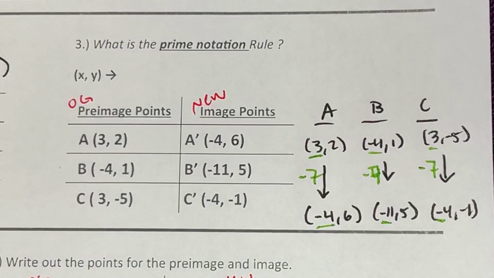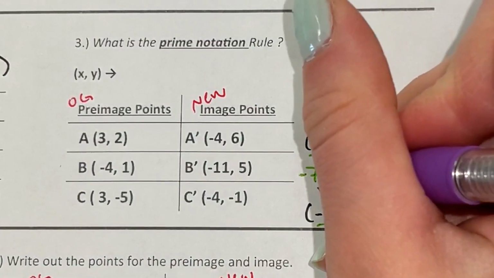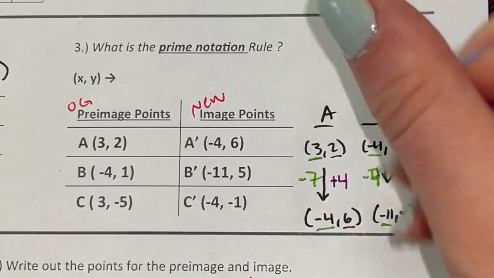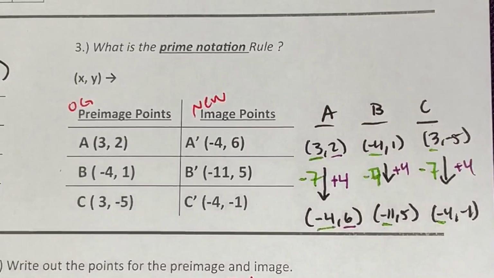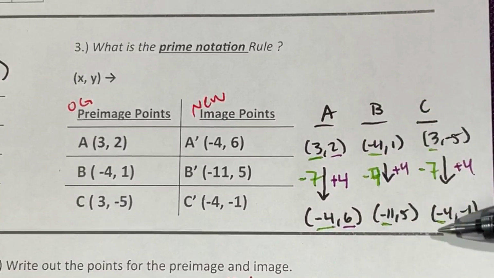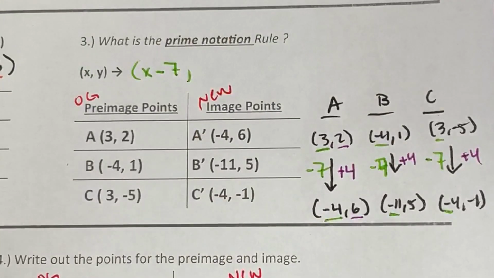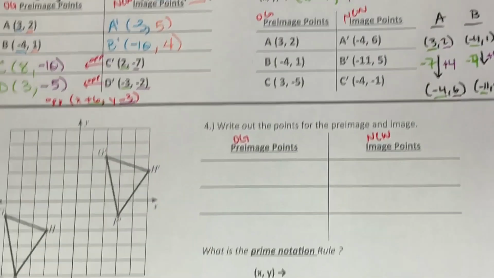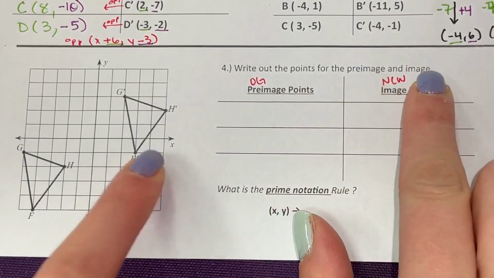Then I'm gonna look at the y. So from y, to go from 2 to 6, I can do that in my head, fortunately, and that's +4, right? 2 plus 4 gives me 6, and that works out. 1 plus 4 does give me 5. -5 plus 4 does give me -1. So when I write this out, and again, you only have to pick one of them, my prime notation is, for the x's, we are subtracting 7. For the y's, we are adding 4. Ta-da!